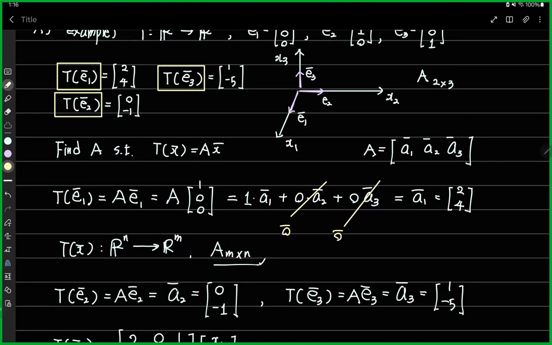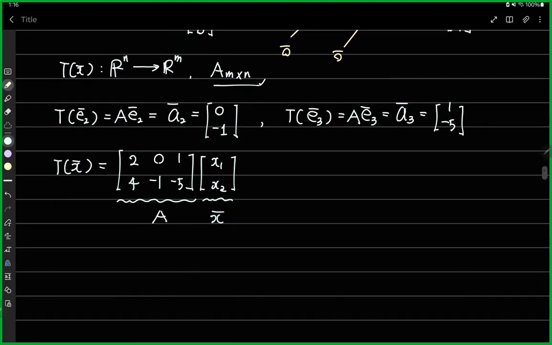So from here, let me write Theorem 10. If T is a linear transformation mapping from Rn to Rm, okay, it's a linear transformation.